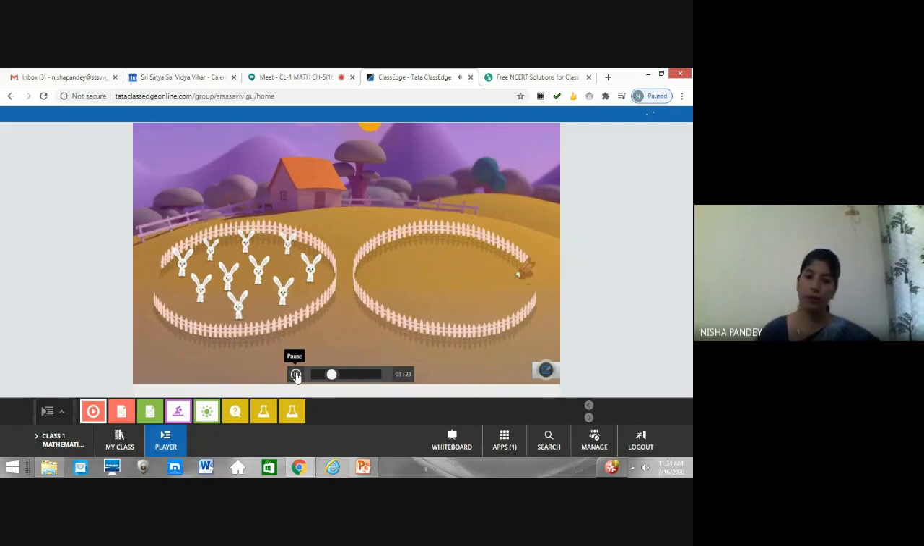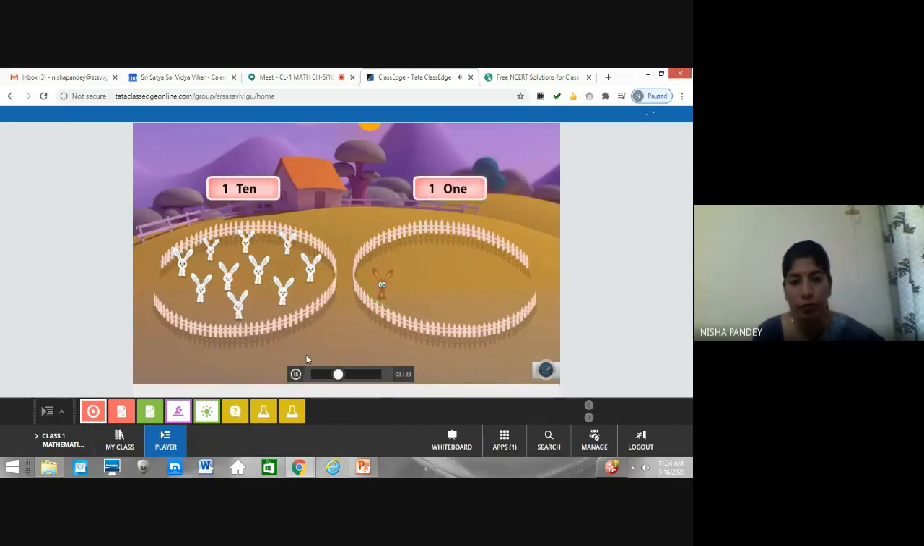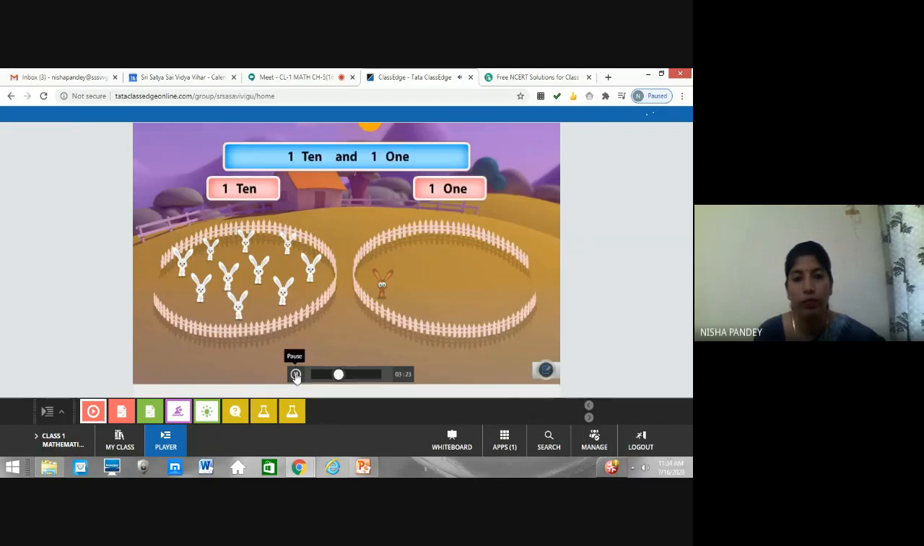Wait, there's another rabbit coming to the shelter. It is a brown rabbit. Now, how many rabbits are there in total? There are 10 white rabbits. That makes 110. And there is one brown rabbit. This makes 1 1. 110 and 1 1 make the number 11. Here is how it is written.